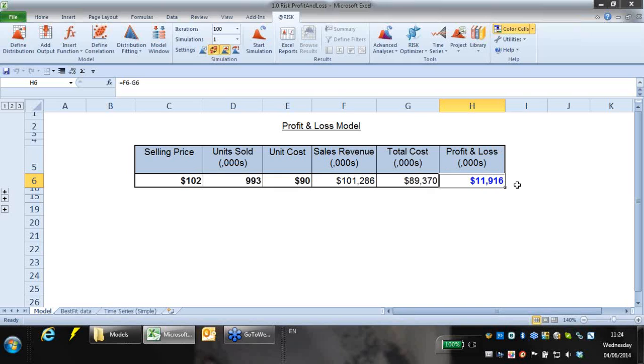Is the actual profit that we're going to make going to come anywhere near to 11.916 million, or are we going to be considerably out? And from a business perspective, is this robust enough for us to invest in this particular project or sales item?